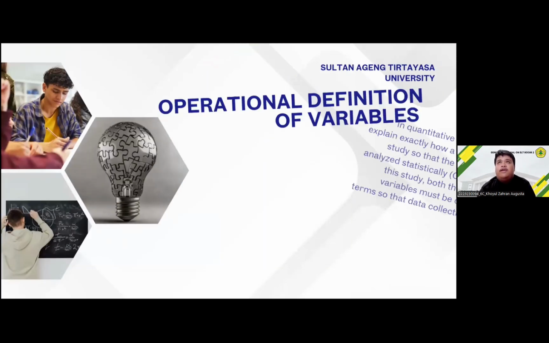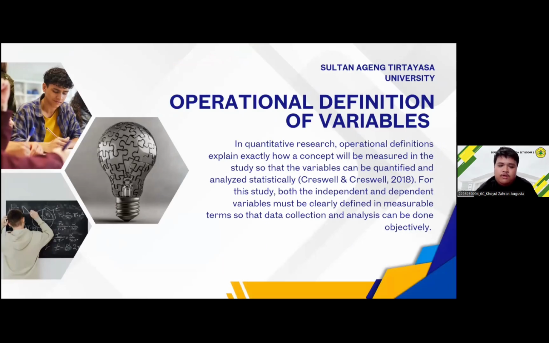And then the next one is operational definition of variables. In the study, there are two main variables. The first one is the independent variable, which is English caption video. This refers to video where spoken English is supported by written captions on the screen. And the second one is the dependent variable, which is listening comprehension.